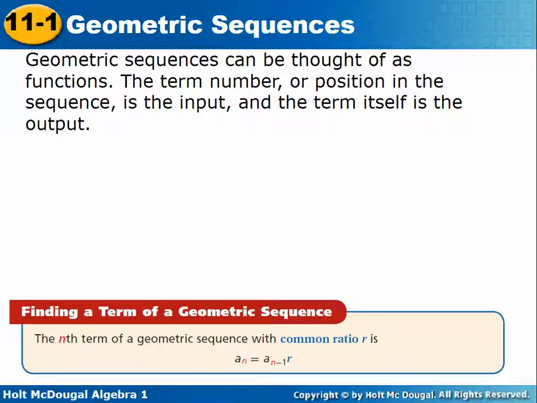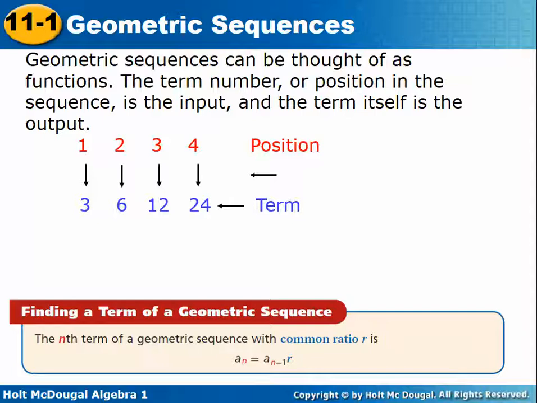So geometric sequences can be thought of as functions. The term number or position in the sequence is the input, and the term itself is the output. So we have term numbers like term 1, term 2, term 3, term 4. Those are like the x values. And then what we get out of that, those actual numbers, those are like the y values, the output.